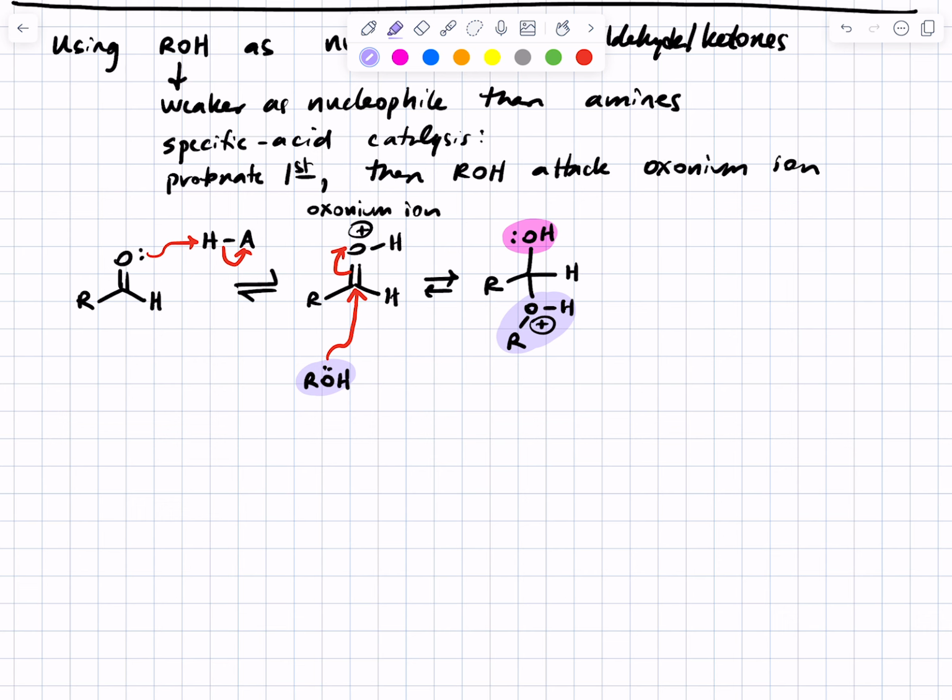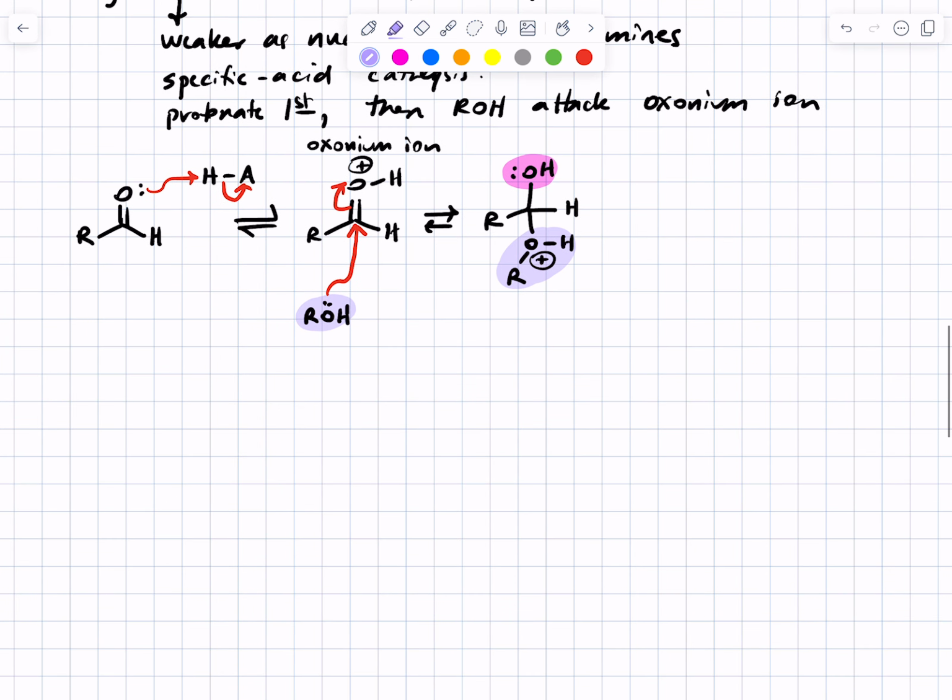This is an equilibrium reaction. As with imine formation, we're going to have to do something later on to push this reaction to completion. So keep in mind that the pink kicker-offer group could totally kick off this alcohol as a leaving group to go back to the oxonium ion. However, if instead the conjugate base of our acid deprotonates the purple group, the proton on that positively charged oxygen, that gets you to a neutral intermediate.